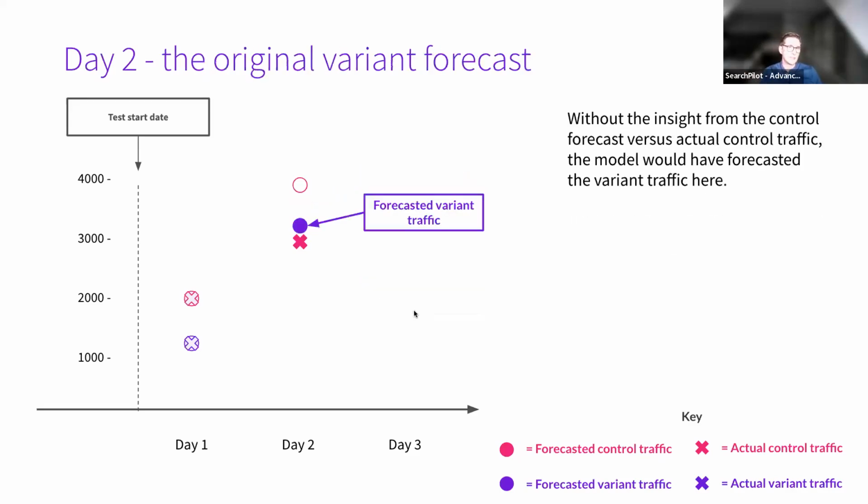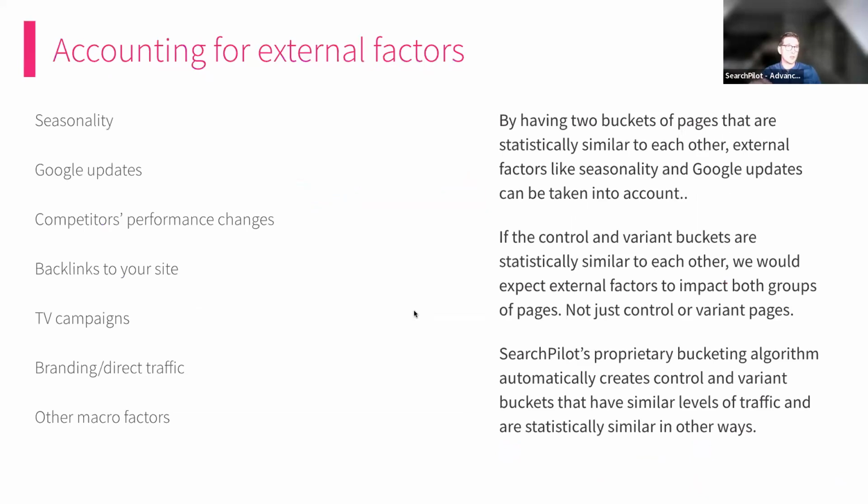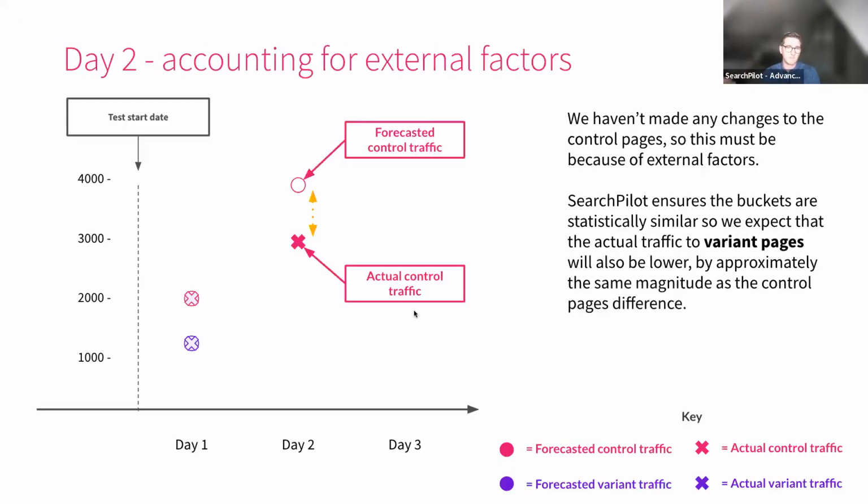Now, the last slide that I just pulled up there was just to show all the things that we can take into account by doing bucketing in this way. So things like Google updates, competitor performance, TV campaigns, backlink campaigns, as long as there's no reason why any of these external factors would only be happening to the control bucket, there's no reason why this would invalidate the experiment.